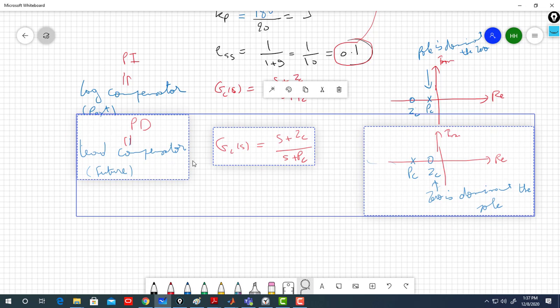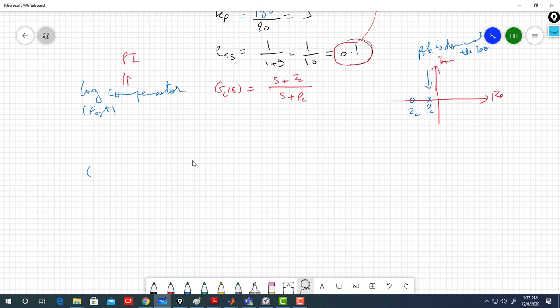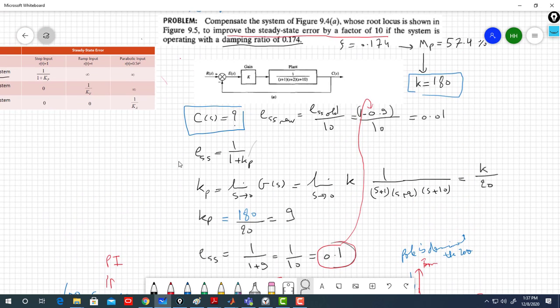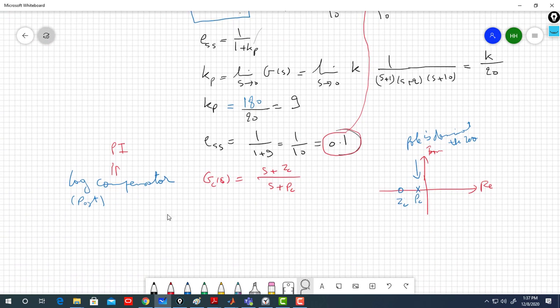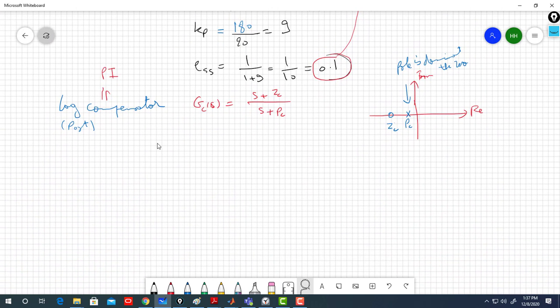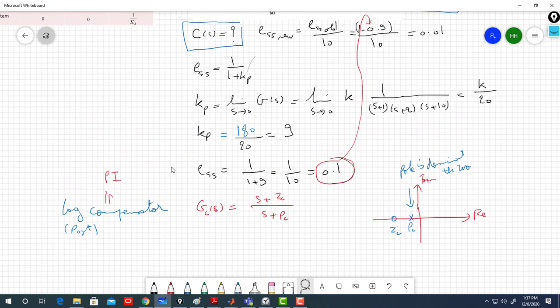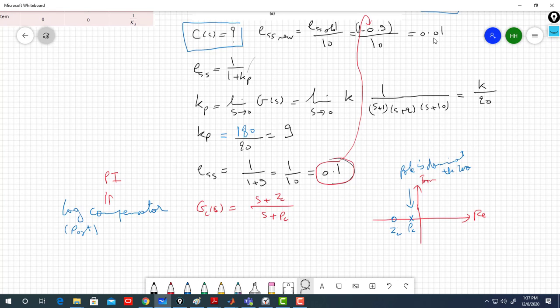We only need the lag compensator. Why? Because they told us they need to improve the steady state error. So what improves the steady state error is the lag compensator. Alright, so how to find ZC and PC? This is a good question. We need to find ZC and PC to get E new equals 0.01.